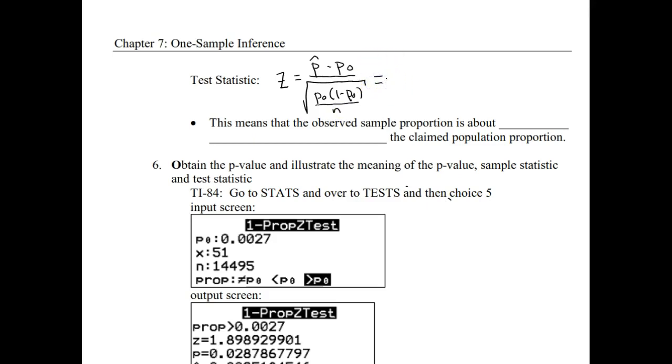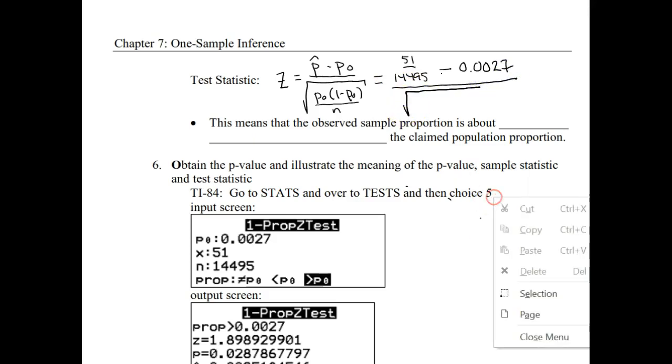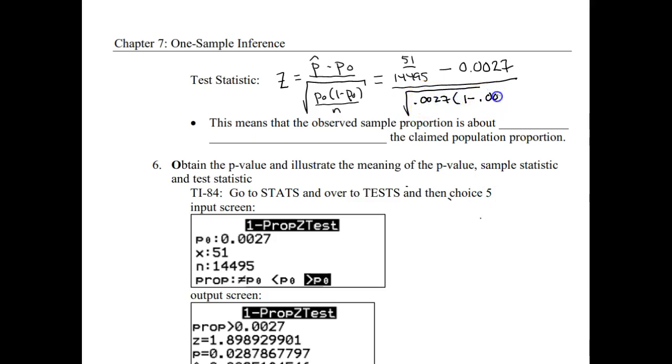If we plug in the specific values from this problem, for p hat we had 51 over 14,495, minus p0, which was 0.0027, all over the square root of p0, which is 0.0027, times 1 minus 0.0027, and that whole product over little n, which was 14,495. Again, we need to make sure that we take the square root of that entire denominator.